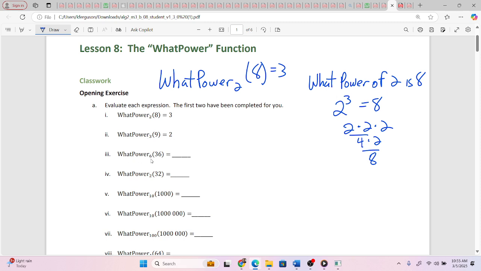What power of 6 is 36? It's 2. 6 times 6 is 36. Excellent. What power of 2 is 32?